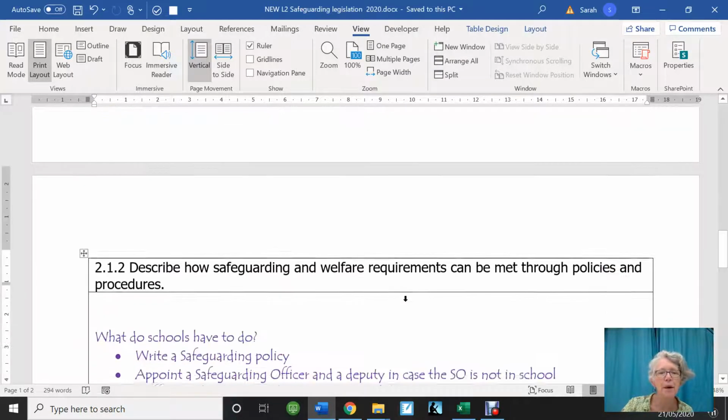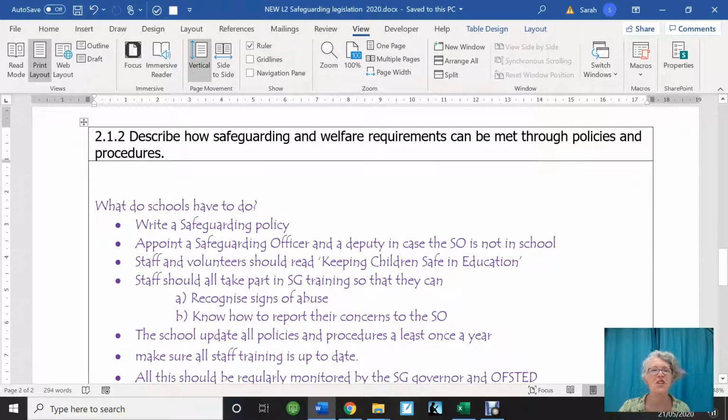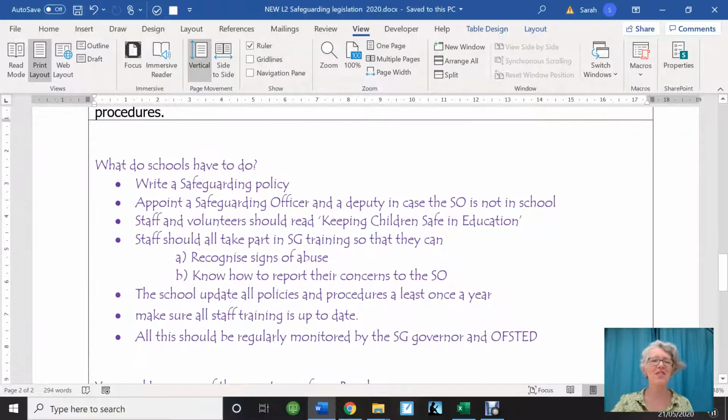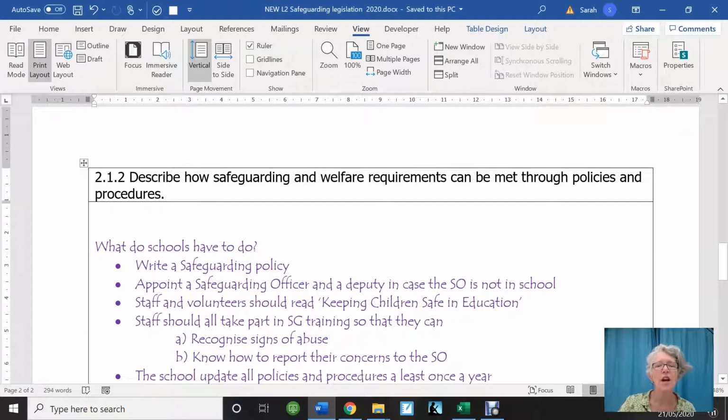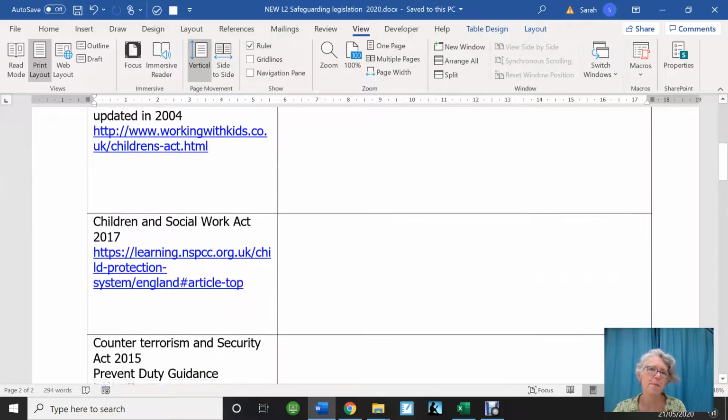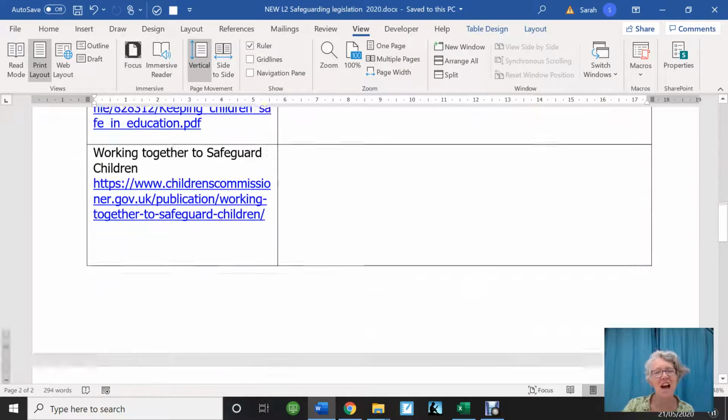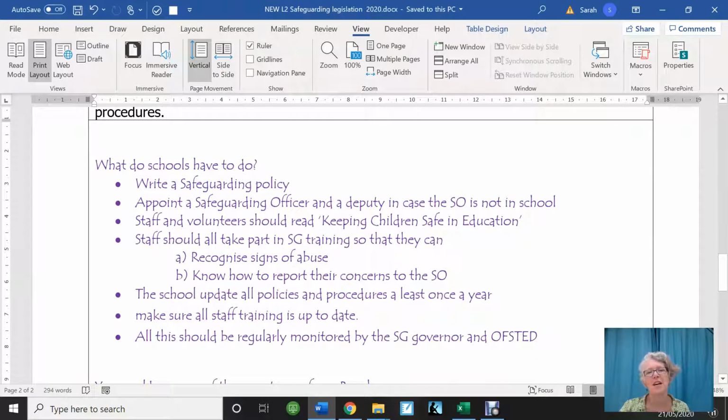Okay, the second part then is a describe question. And to help you, I've given you an outline here of what you need to write. The question says, describe how safeguarding and welfare requirements can be met through policies and procedures. So these are the laws up here. What is it the school actually has to do, and what do the employees, the staff in the school have to do? So if you put these bullet points into full sentences, put them into your own words, you'll have your answer.